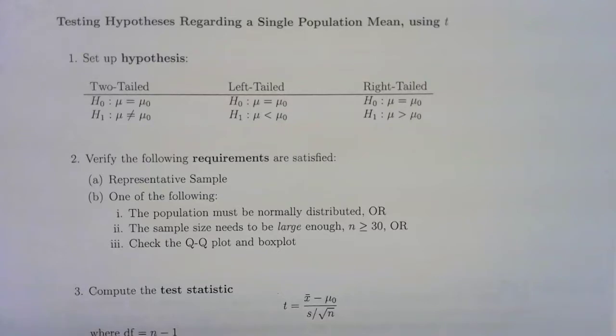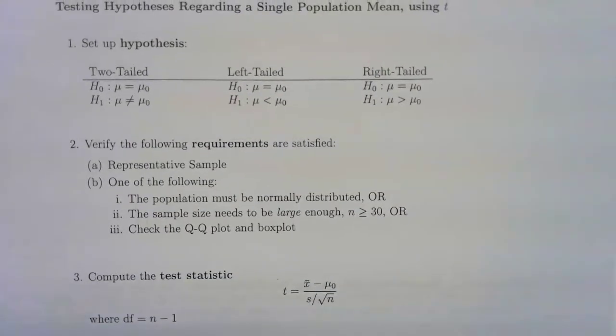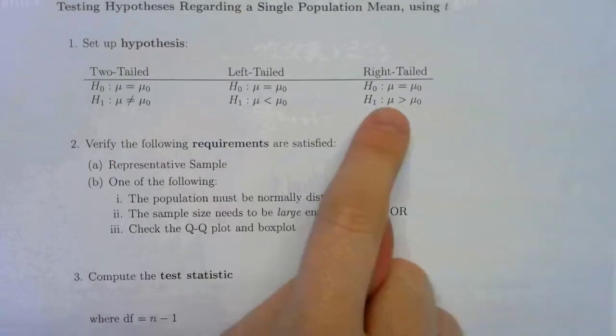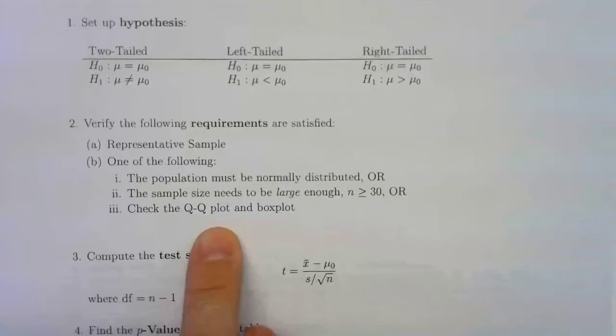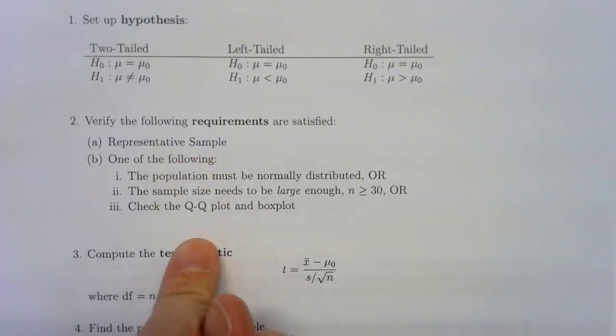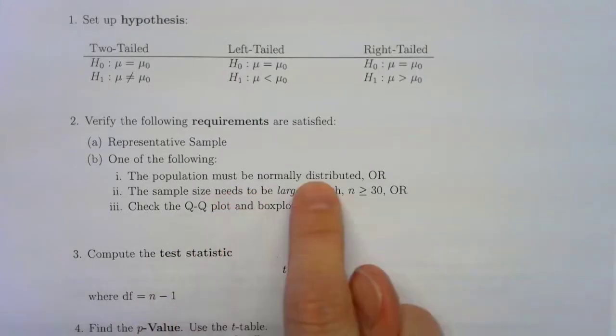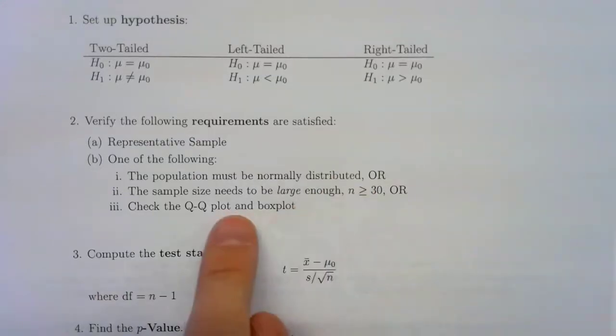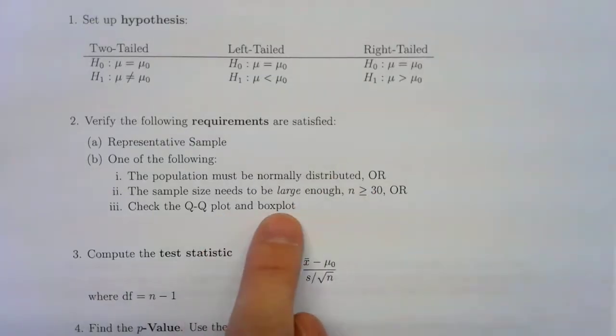So state your null and alternative hypotheses. Because we're testing a mean, our parameter is mu. We have two-tailed, left-tailed, right-tailed. Here are our conditions. We need a representative sample, and then one of the following has to apply. The population must be normally distributed, or our sample size needs to be at least 30. If both of those fail, you'll be provided with a QQ plot and box plot.